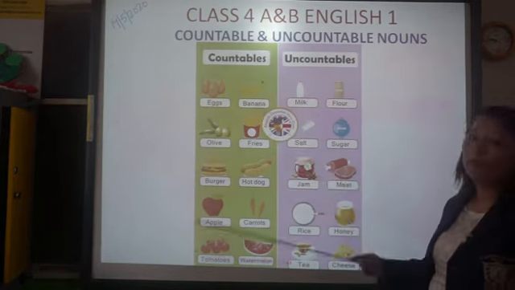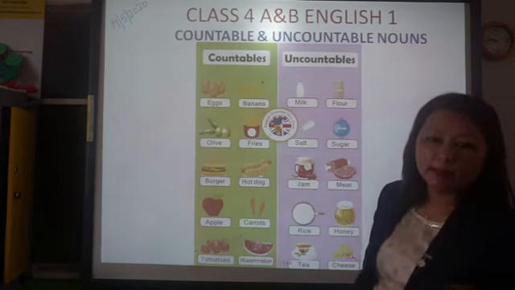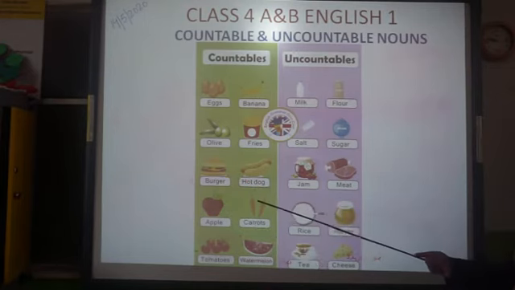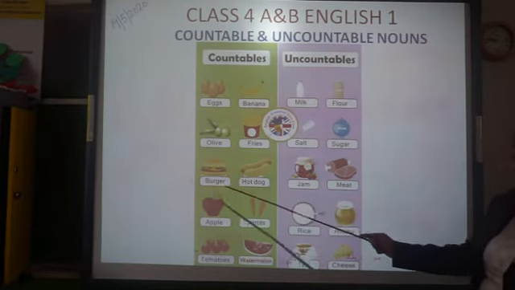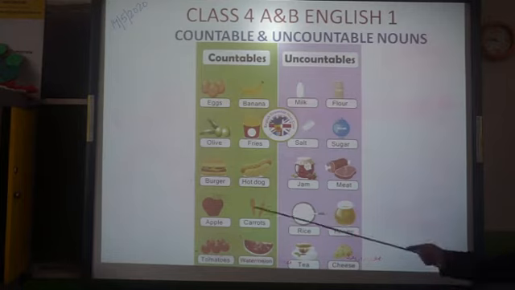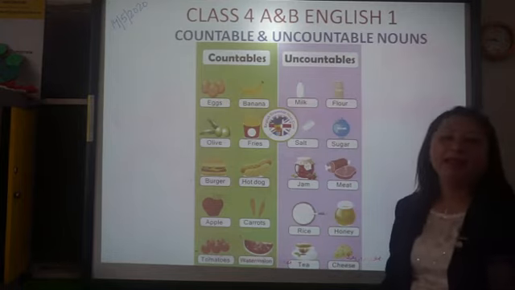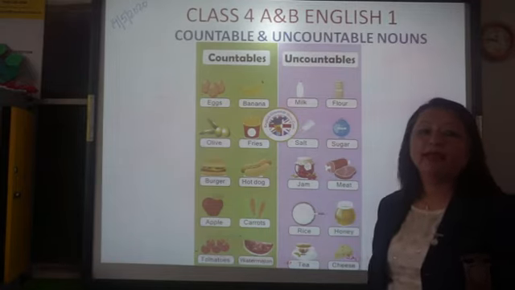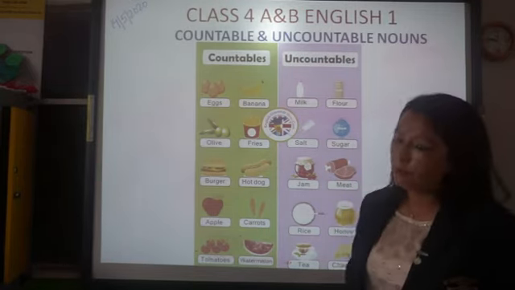Banana, we can say 5 bananas. Olive, fries, we can count burger, we can count apple, we can say an apple, or we can say 3 apples, 4 apples.